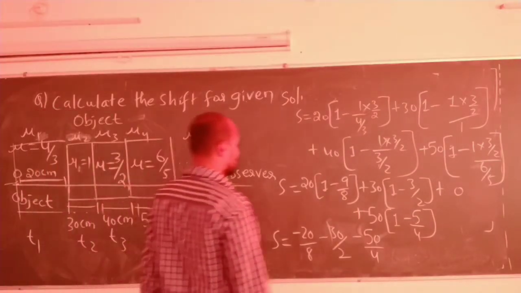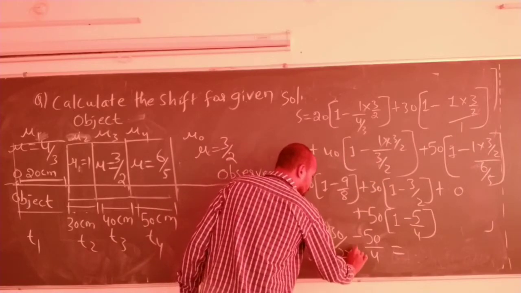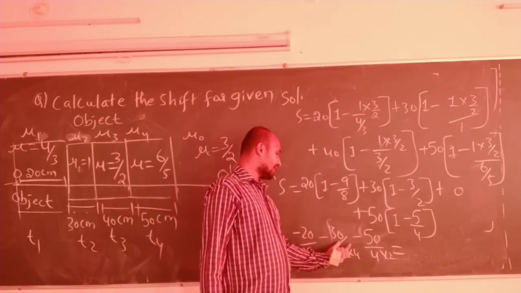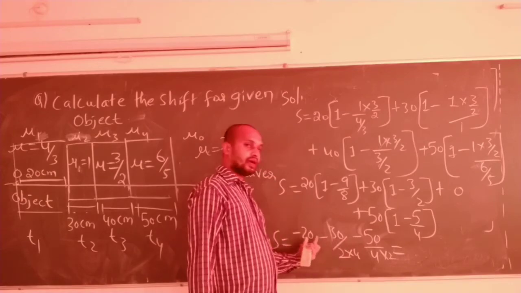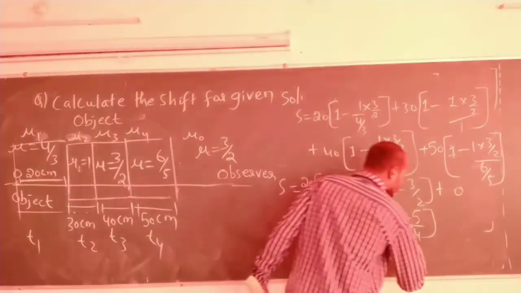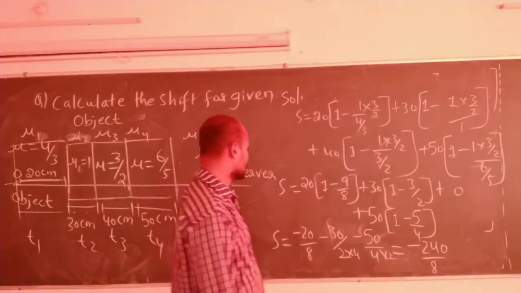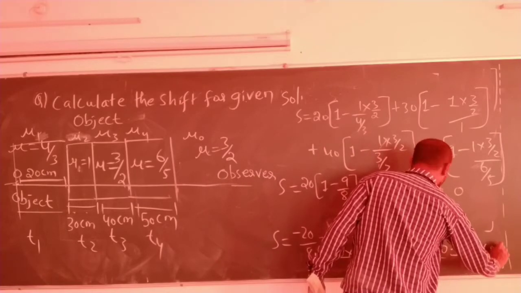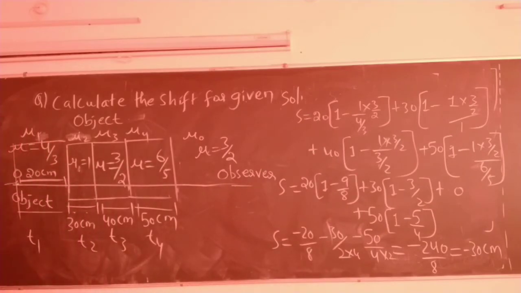So the shift will be how much? You multiply here with 4, with here 2. So 3 4s are 120, 100. 100 plus 120, 220. 220 plus 20, 240. Minus 240 by 8. So this will be how much? Minus 30 centimeters. Minus 30 centimeter means what?